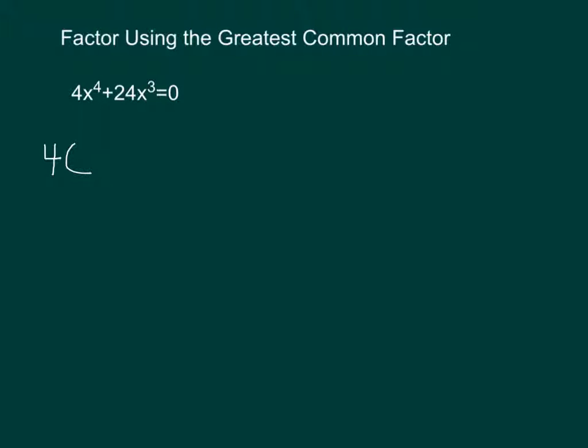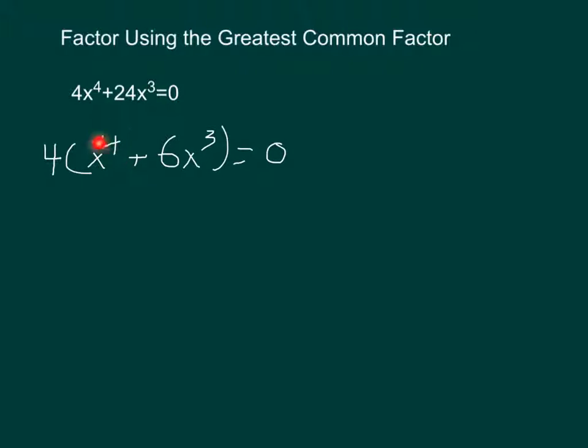When I take a 4 out of my first term, all that's left is x to the 4th. When I take it out of my second term, what's left is 6x to the 3rd. And that equals 0. To make sure that I've done this correctly, if I were to work backwards and distribute, 4 times x to the 4th would be 4x to the 4th, plus 4 times 6x to the 3rd would be 24x to the 3rd. So that's how I know that I've done it correctly.